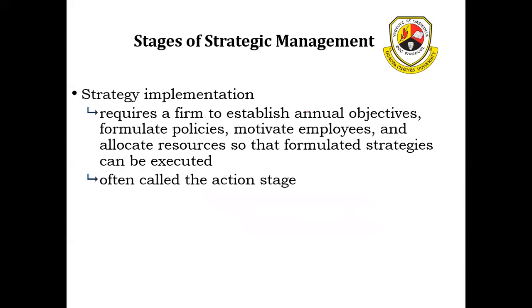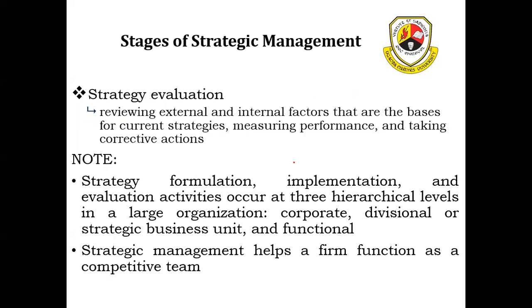We come to implementation. The implementation would require the objectives that have been set. We want to know the objectives that have been set. Then we formulate policies. Formulating policies is how we implement strategy. We motivate employees, because there is a change coming on. Then the allocation of resources so that the new strategies can be executed. The last stage is evaluation.